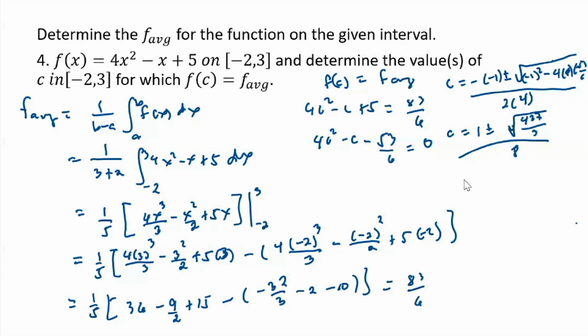To solve for c sub 1, let us use our calculator again. We have 1 plus the square root of 427 over 3, divided by 8. So we have the answer of 1.62. And the other one, we have 1 minus the square root of 427 over 3, divided by 8. So we have negative 1.37.